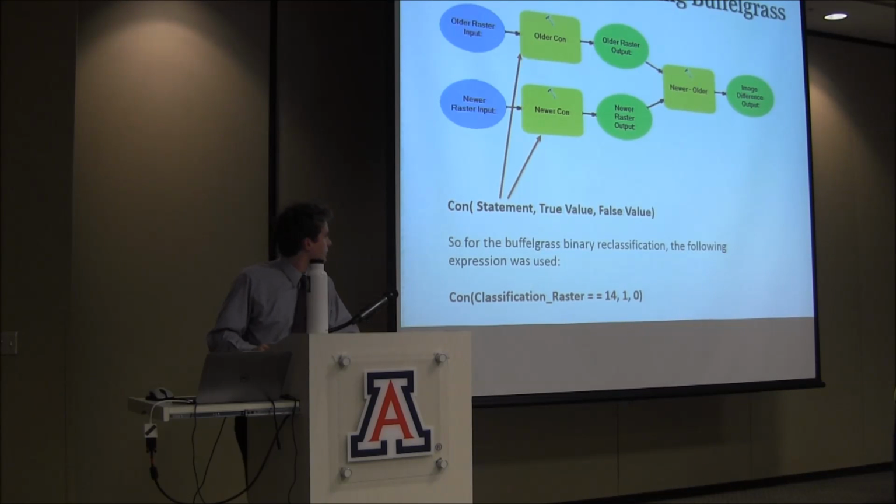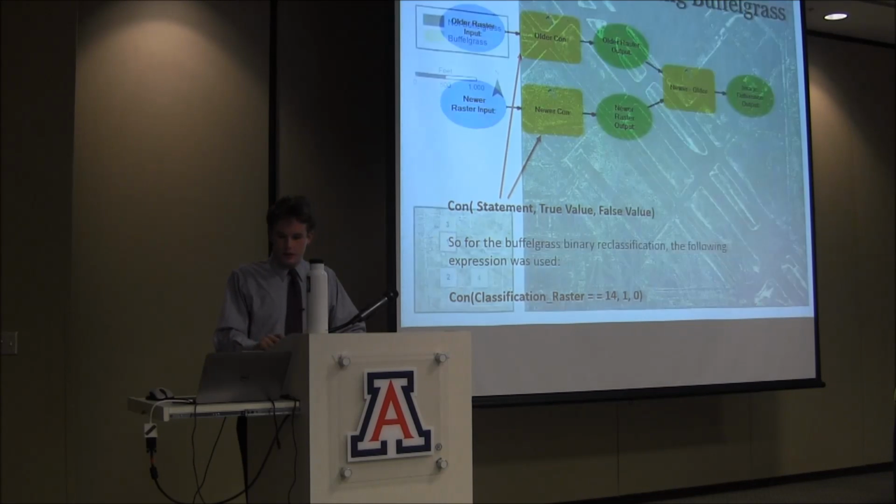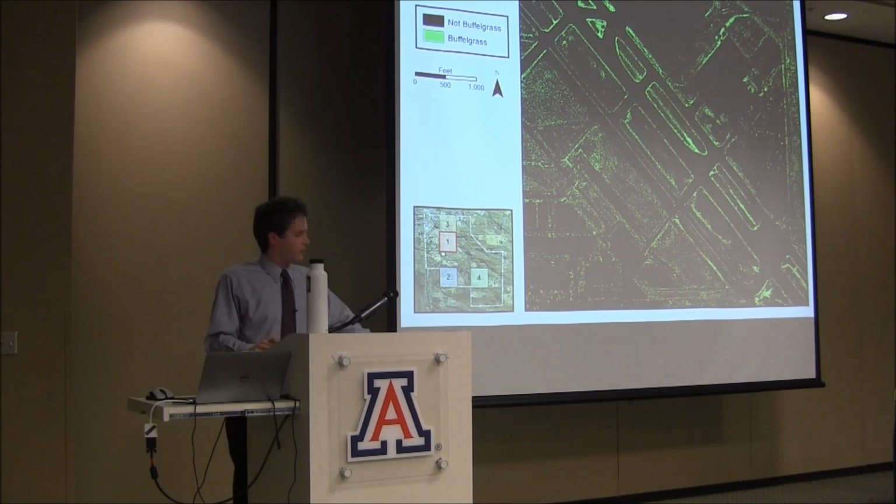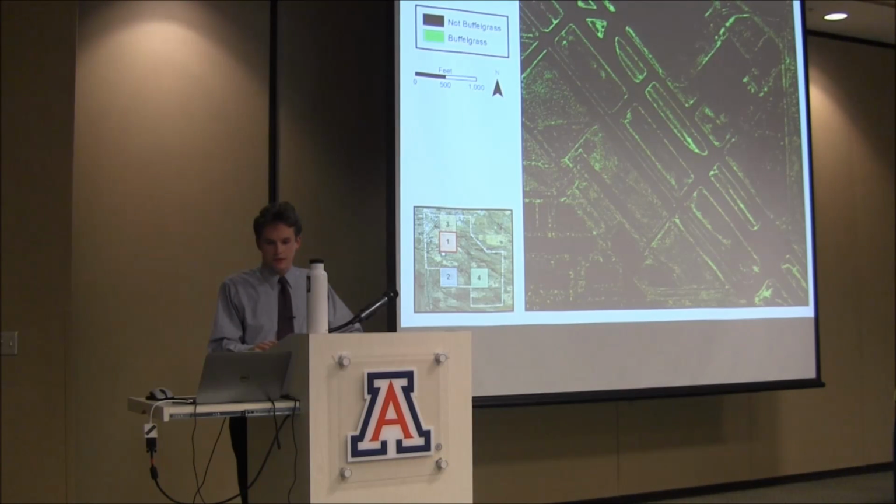And the con statement beneath the model is just the typical syntax for that. You evaluate a statement with a true or false outcome. So for the Buffelgrass, anything with 14 was given 1, everything else was given a 0. This is the product of the binary reclassification. You can really see where the Buffelgrass is growing without any distraction from any other land cover types or pixels around it. This is great for identifying areas of high density and high growth.